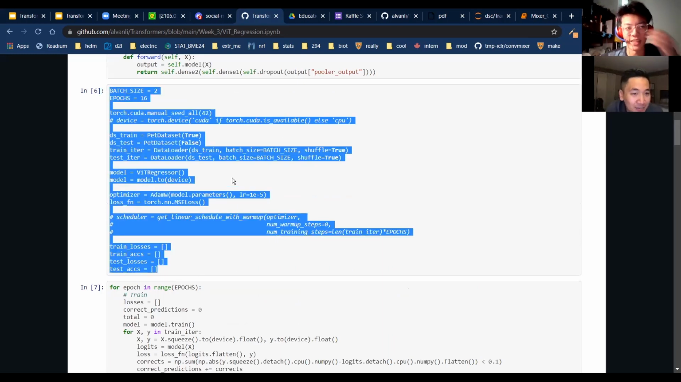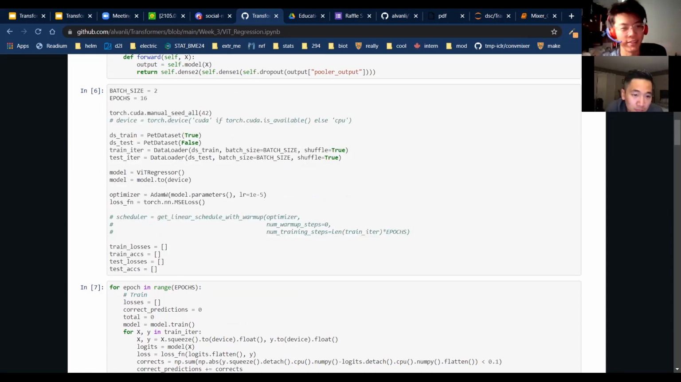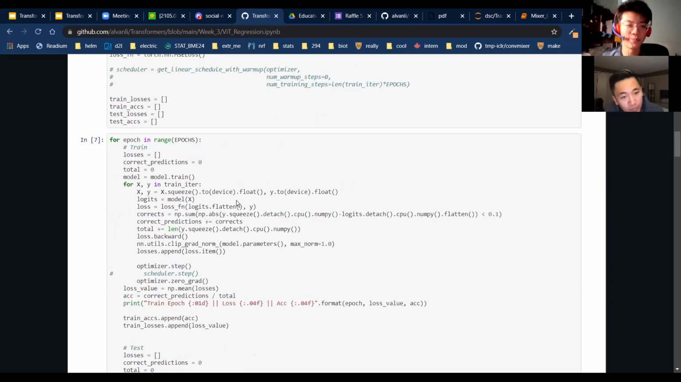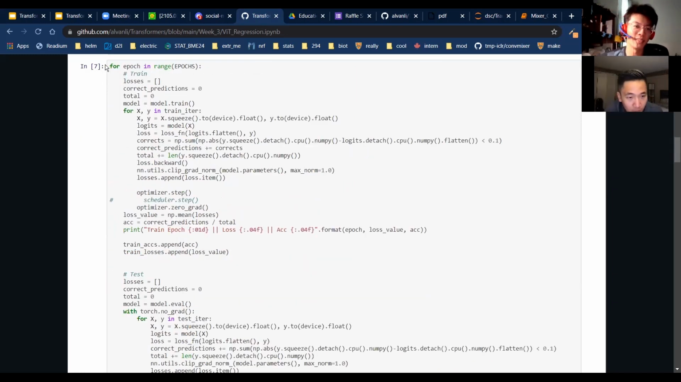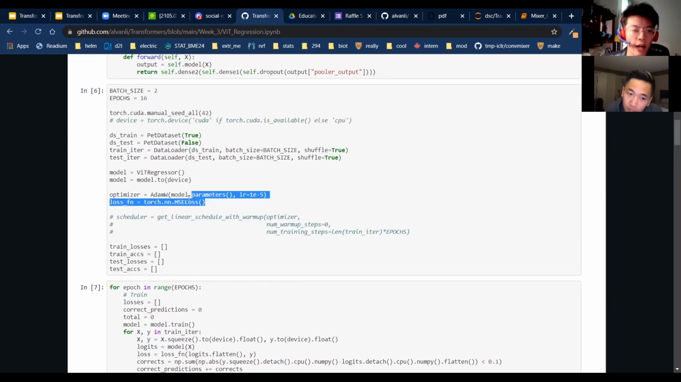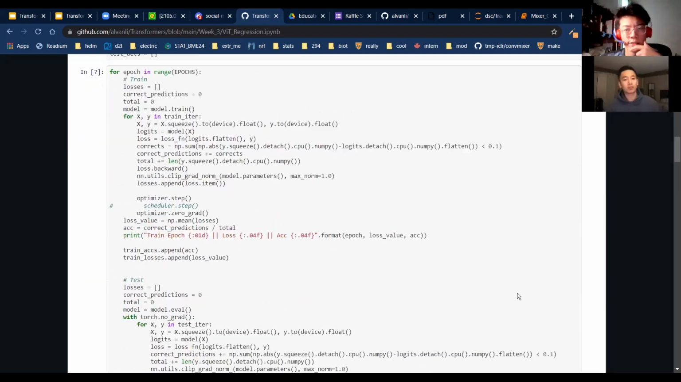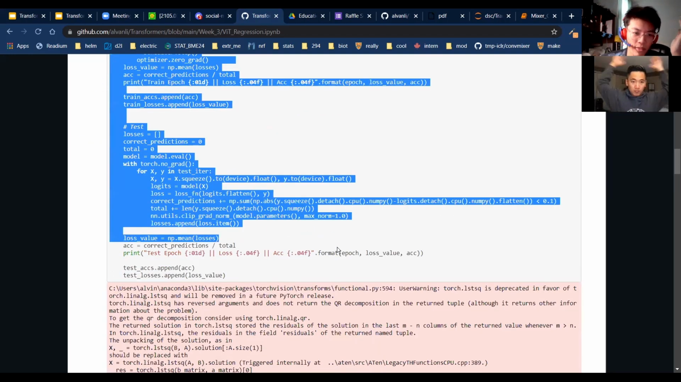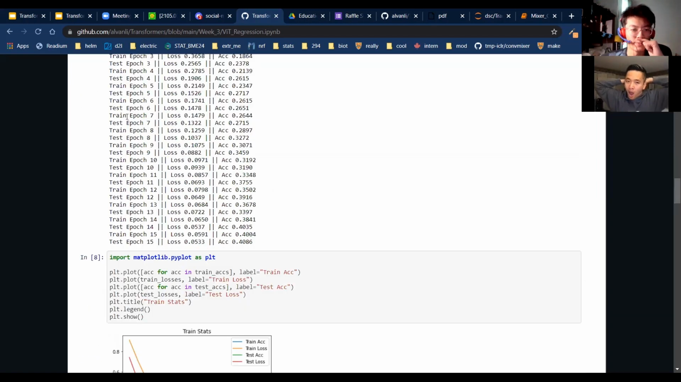This is just the declaration of the data sets and regressors. Yeah. Remember the AdamW optimizer that we don't know much of. Yep. And some basic stuff, except we are using MSE loss this time because we're doing a regression task. And yeah, this is basic stuff. I trained 15 epochs.